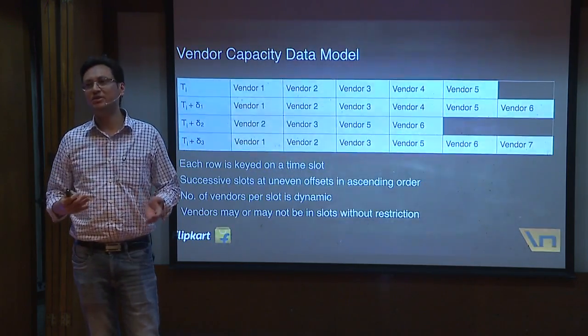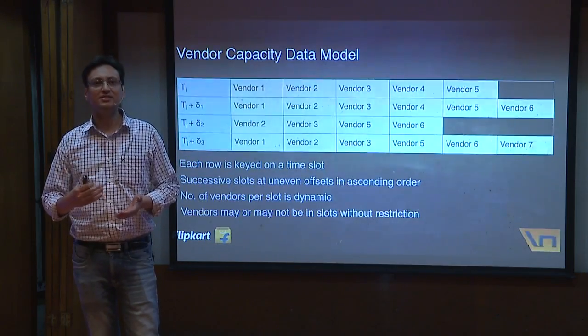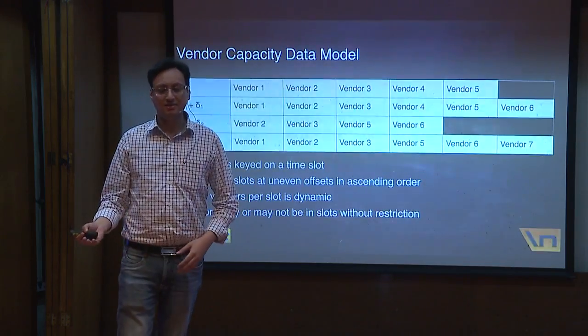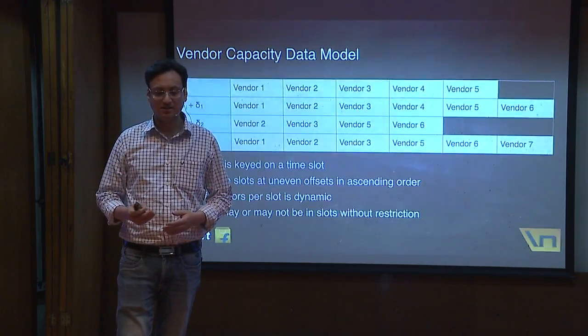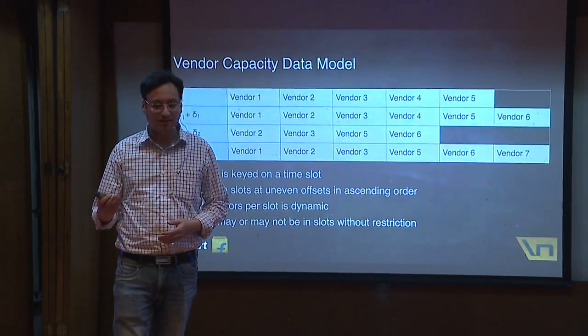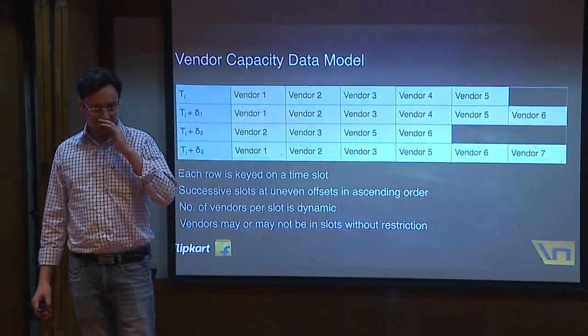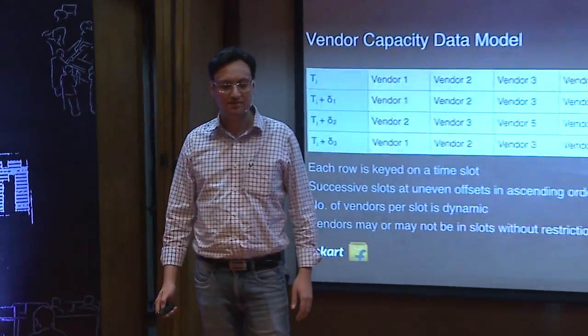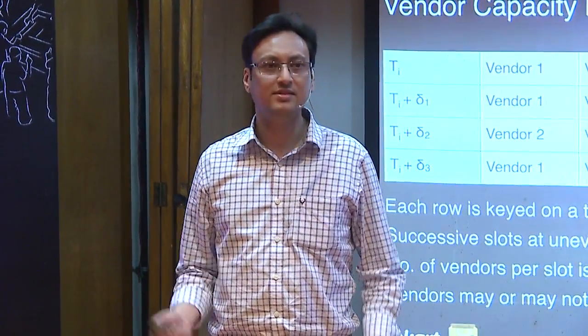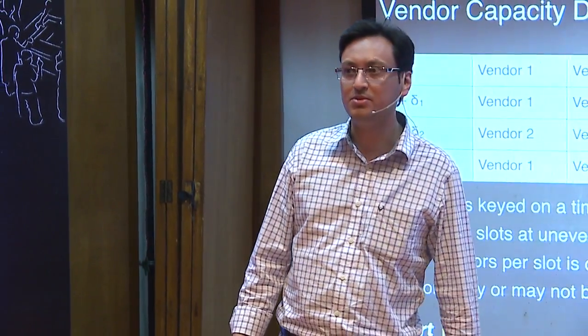And then this calendar goes on, like the first slot, then the next slot, and so on. And these time slots need not be at fixed intervals. The delta can vary, right? The number of vendors can vary. Like in the second row you see here, there are more vendors than in the first row. In the third row, some vendors have disappeared, and in the last row, some vendors have come on board. So all of this is very dynamic, and this is real data. These are the constraints that we work with.